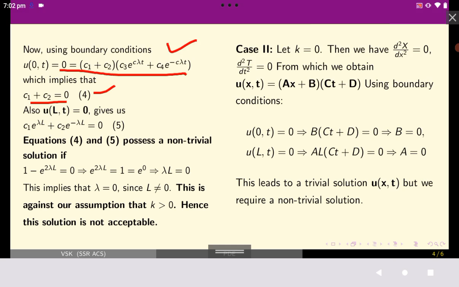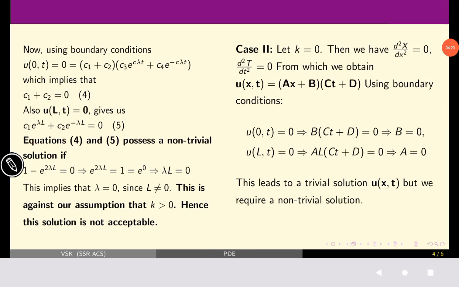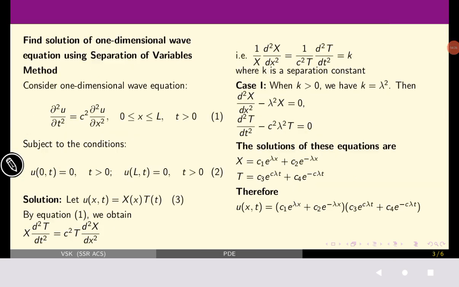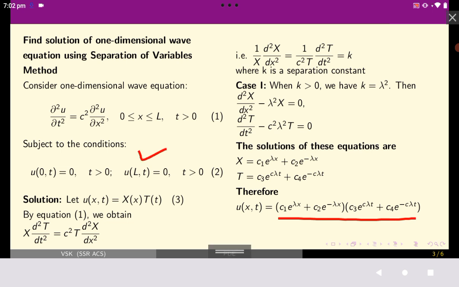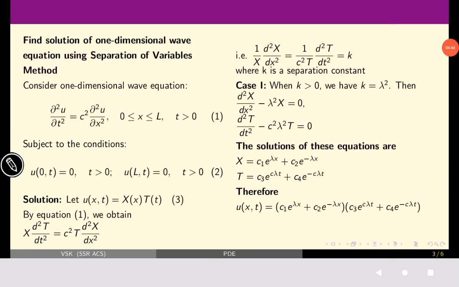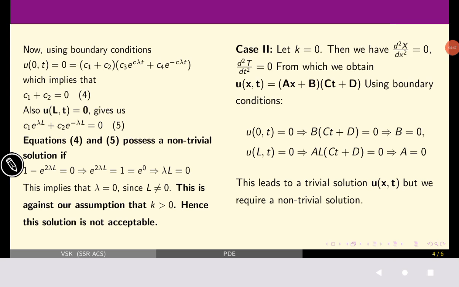Now using the condition u(l,t) is equal to 0, we'll get that this expression is equal to 0, because when we put this value over here in the equation, using the condition that u(l,t) is equal to 0, here in place of x we are going to put the value capital L, and all this expression will be 0. From this we'll get this expression is equal to 0.